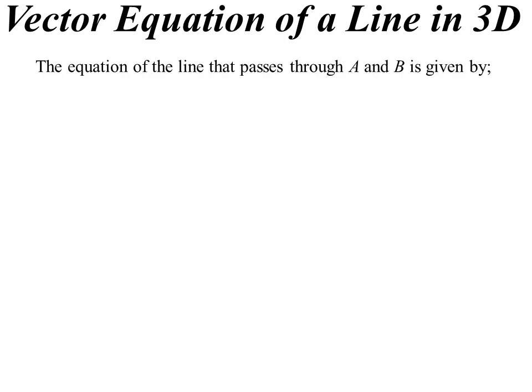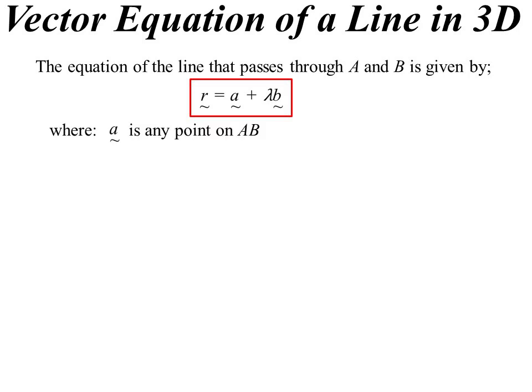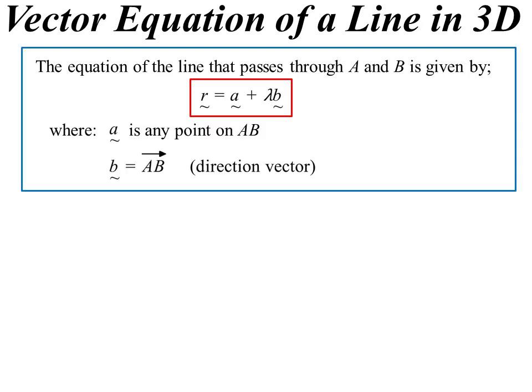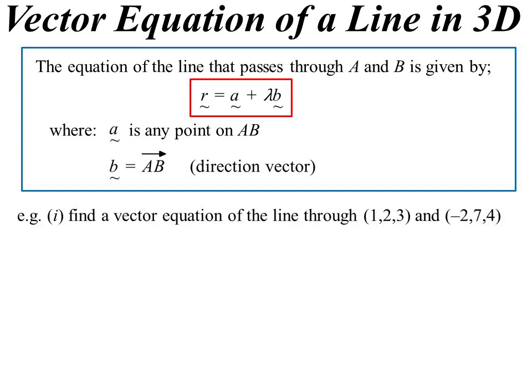So the equation of a line that passes through 2 points, it's the same formula. Let's say it'll work in any number of dimensions. A is any point on that line, and what I've called B would be the direction vector of AB, whatever the direction vector is. So let's find the vector equation through these ones.